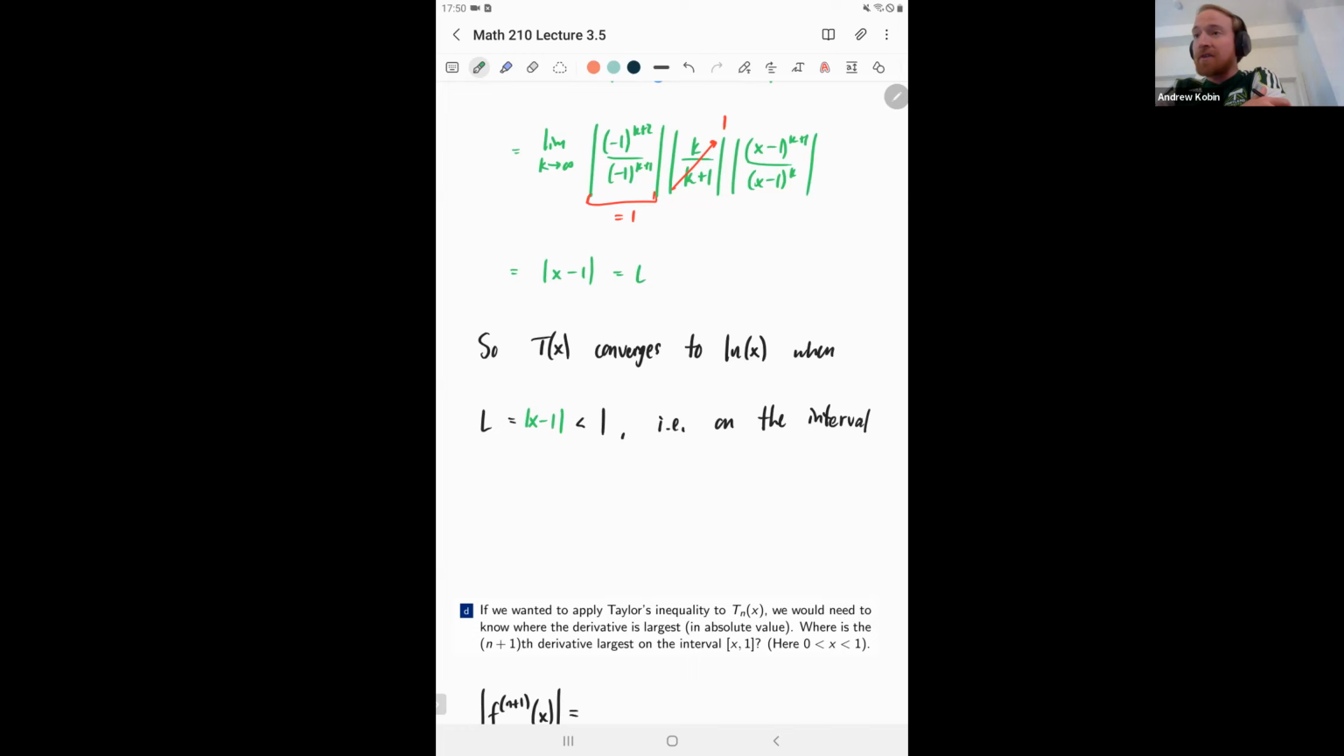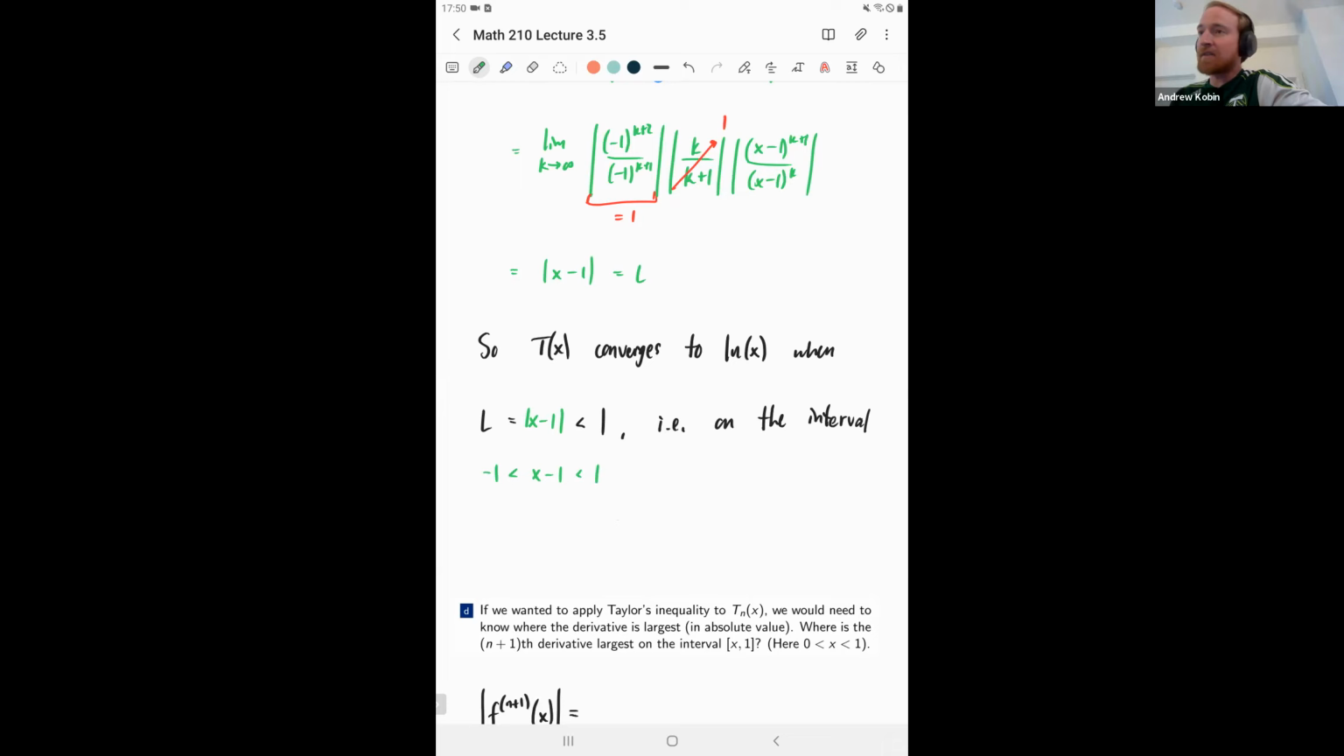The power series converges, and in this case, it'll converge to the function ln of x when the absolute value of x minus 1, which is our L value, is less than 1. So let's write this out explicitly. x minus 1 being less than 1 means that the distance between x and 1 is strictly less than 1.